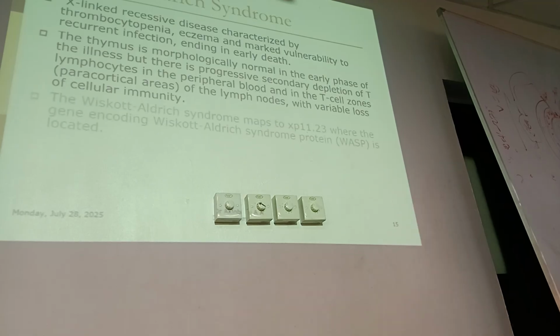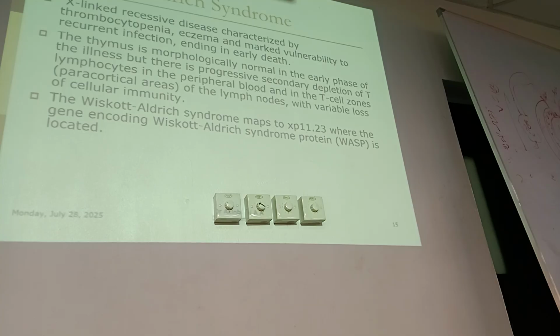So there is another disease called Wiskott-Aldrich syndrome. It's also an X-linked recessive disease characterized by thrombocytopenia, eczema, and marked vulnerability to recurrent infection. The thymus is developed and is morphologically normal in the early phase of the illness, but there is a progressive secondary depletion of the T lymphocytes in the peripheral blood and the T cell zones of the lymph nodes. The thymus is normal, so it's more of a peripheral disorder. And lymph nodes are also important in the maturation of the T cells. So there is variable loss of cellular immunity.